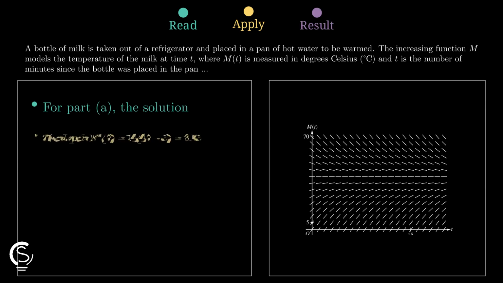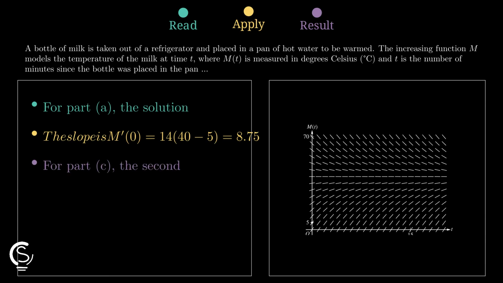Finally, we calculate the second derivative. Since it is negative, the graph is concave down, meaning our tangent line approximation is an overestimate.